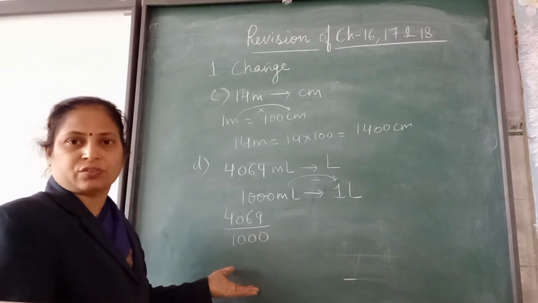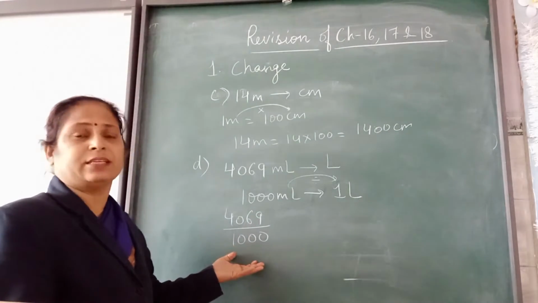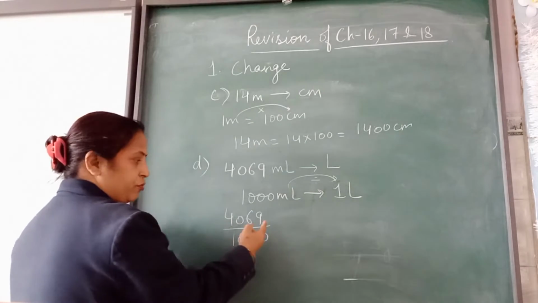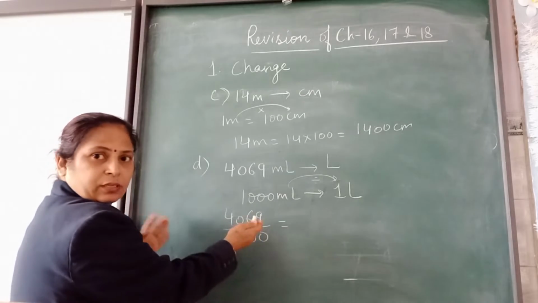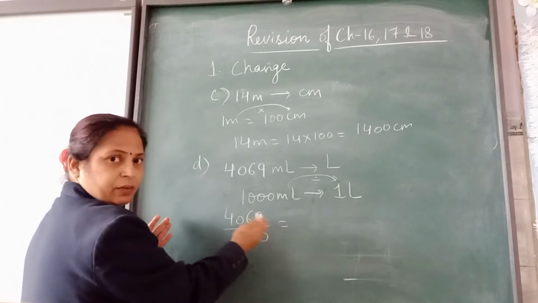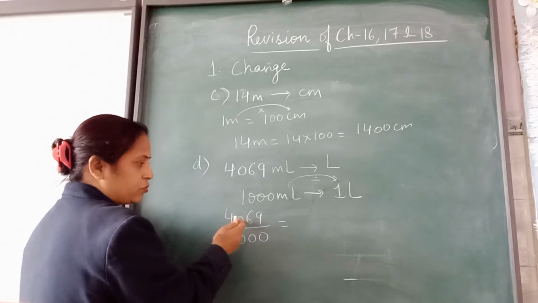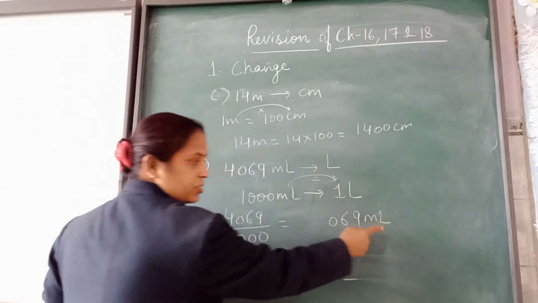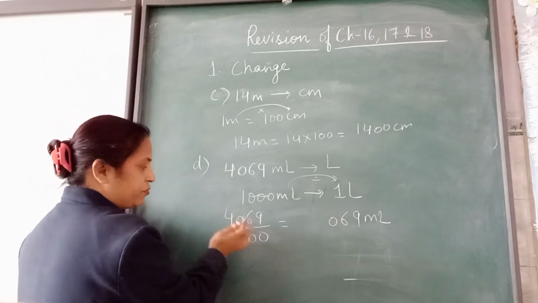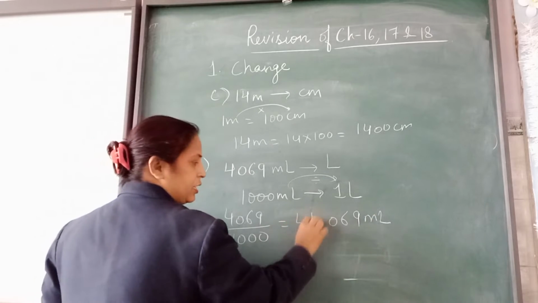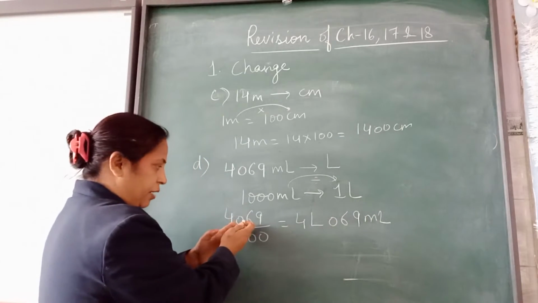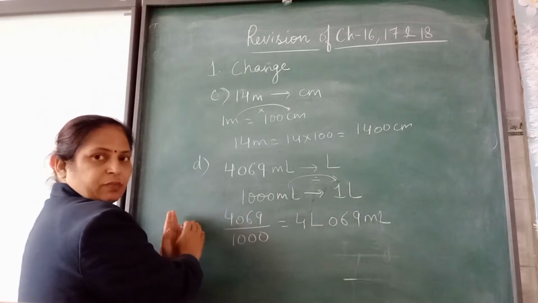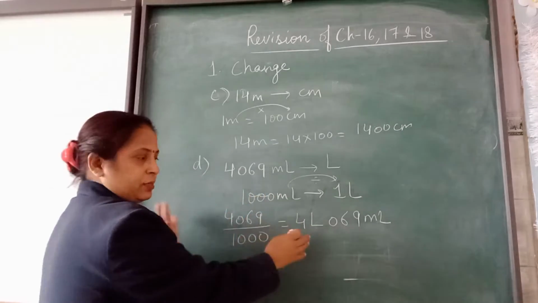Now very easy process children. Instead of going the long process, you can do the division very easily. See, in the denominator 3 zeros are there, 1, 2, 3. So you start counting the digits of the numerator from the right hand side, 3 digits, because 3 zeros are there. 1, 2, 3. So 0, 6, 9. Here you will write the smaller unit, milliliters. And the number before this is 4. This will be your liters. After counting 3 digits from the right hand side, whatever number is written before that will be the liter part. That's it. So very easy.